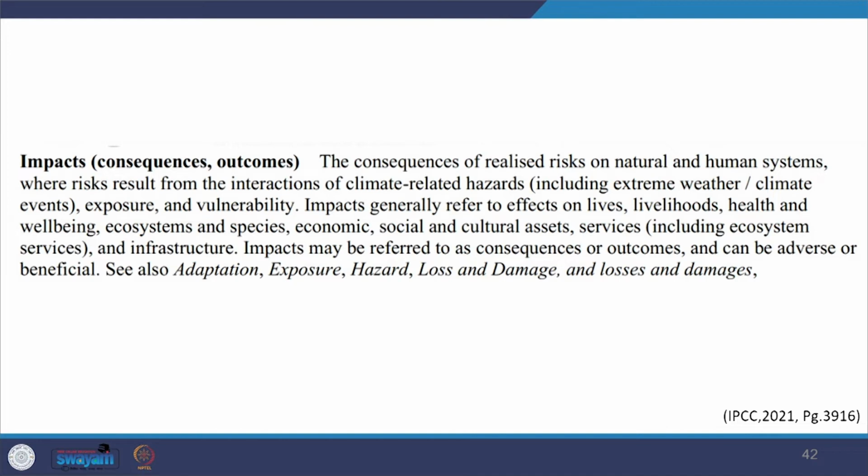Impacts usually refer to effects on lives. So, if impact happens, it would be not just the physical impact or the casualties, it would be on livelihood, health, well-being, ecosystems, economies, societies, culture, and it may even hamper the ecosystem services and also the infrastructure. So, we see what impact could be. So, the results of the risk, and the risk we have seen is coming from the interaction between hazard, exposure and vulnerability.